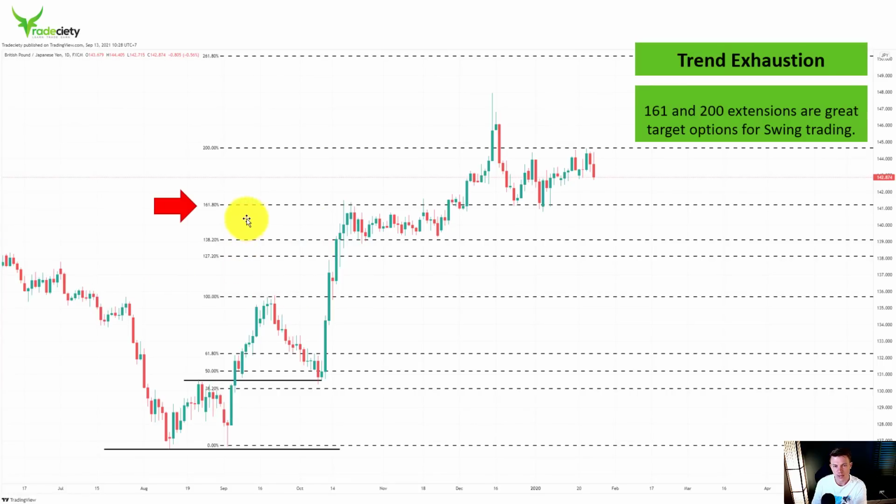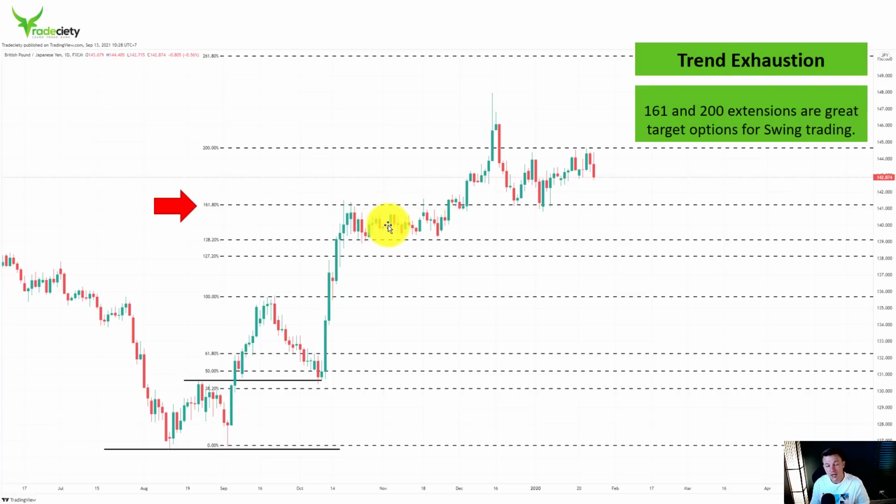You can see the market made a move into 161.8, and then the market for a long time died down. Keep in mind, this is the higher time frame. We are on the daily chart because we are looking for swing trades. And the market pretty much for maybe almost 1.5 to 2 months didn't do anything.